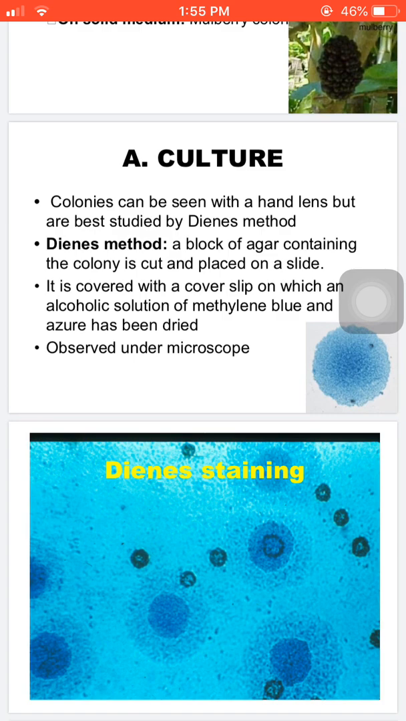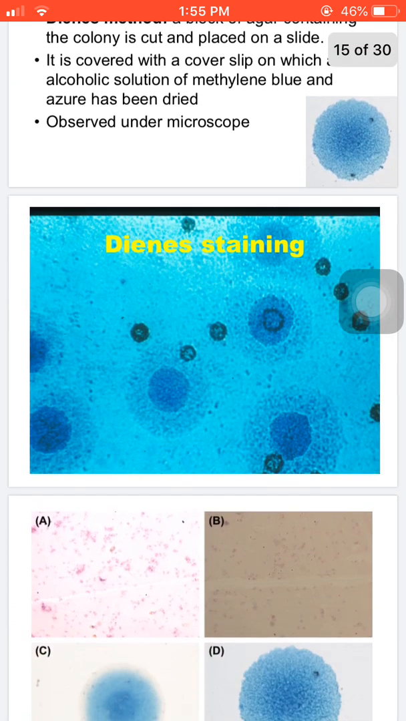In Dienes' method or Dienes' stain, you cut the block of agar containing the colony from the culture plate, place it on the slide, and then stain it with an alcoholic solution of methylene blue and azure, and you see it under the microscope. If you look at this picture here in the slide, it appears like a mulberry colony. You can see that it's typically looking like a mulberry colony. This is another photograph showing that.